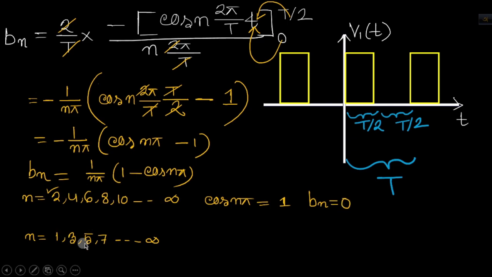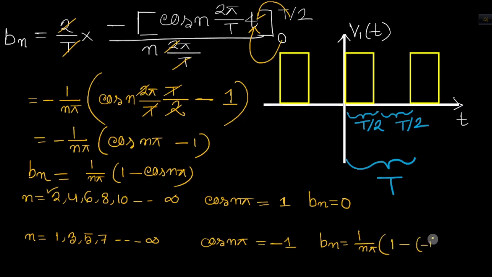Okay, now if I take an odd number, if you have a calculator, take the value of this cos n pi, and you will have minus 1. That means b_n is 1 by n pi, then 1 minus this cos n pi, put the value here, and you will have 2 divided by n pi. Okay, that means for even n, b_n is equal to 0, and for odd n, b_n is equal to 2 by n pi.